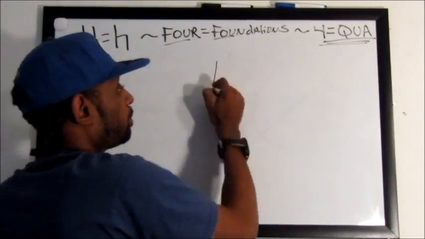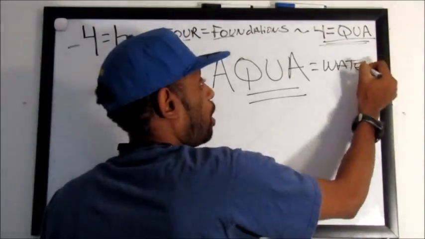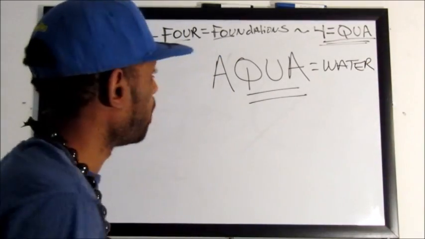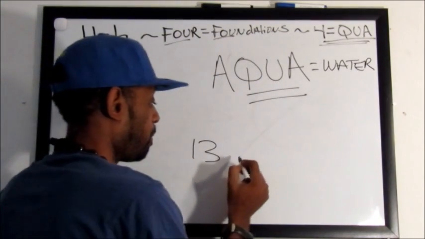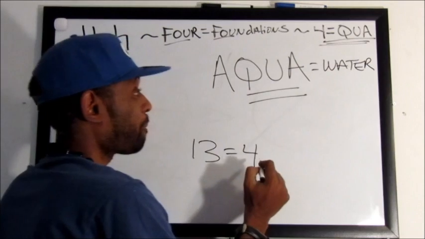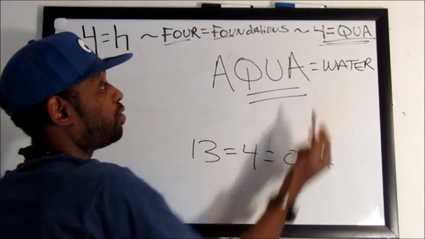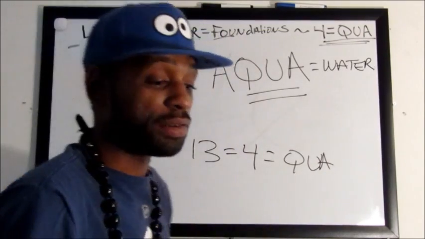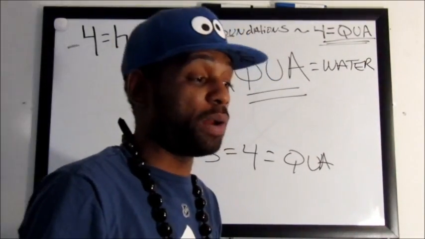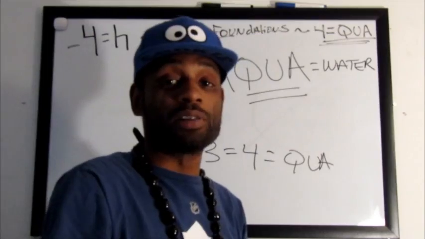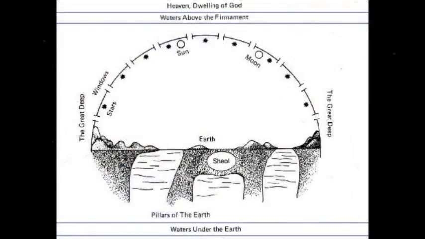And when we say aqua, remember aqua is water. So remember, the number 13 is the archbolt or the B. Remember, the 13 equals 4. 4 equals qua. Remember, aqua is water. 4 is foundations. The waters sits above the foundations. The waters above and the waters below is synonymous with the foundations. It's synonymous with the firmament and the 4 foundations.